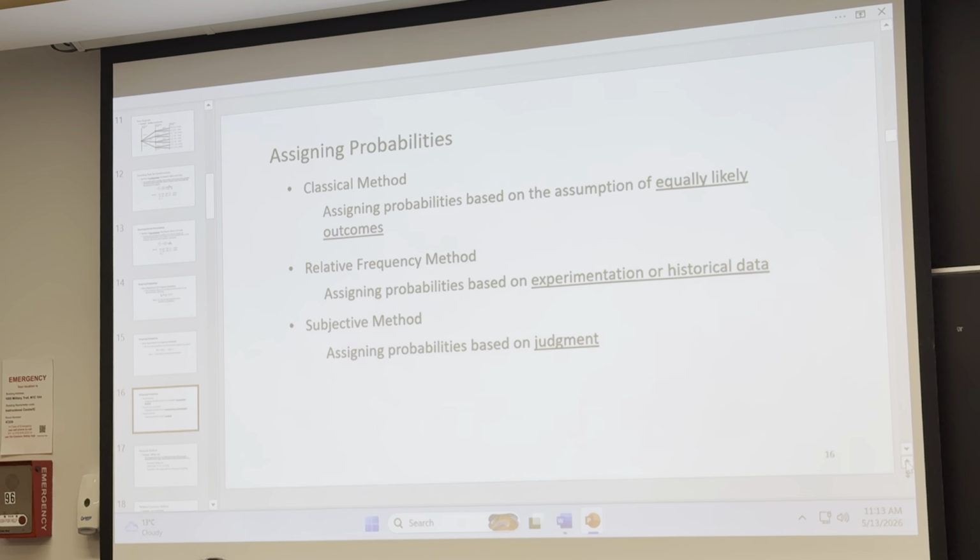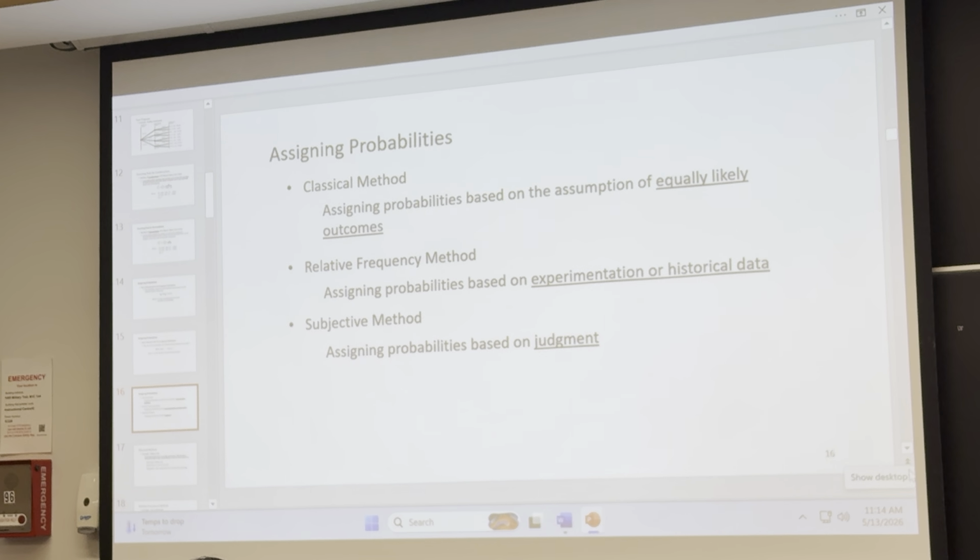Now, assigning probabilities. Classical method: assigning probability based on the assumption of equally likely outcomes. Relative frequency: assigning probability based on experimentation or historical data. Subjective method: assigning probability based on judgment. Now, let's look at each one of them.